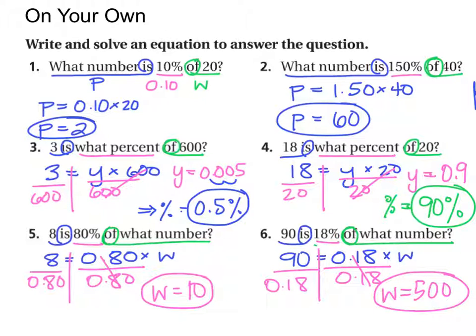So looking at our answers, numbers 1 and number 2 were like our first problems we did. And the answer for number 1 was 2, and the answer for number 2 was 60. We were finding the part. For numbers 3 and 4, we're finding our percent. 3 ends up being 0.5%, or a half of a percent. And 4 is 90%. And numbers 5 and 6 were like the third problems we did. And we were finding the whole. Number 5 was 10, and number 6 was 500.